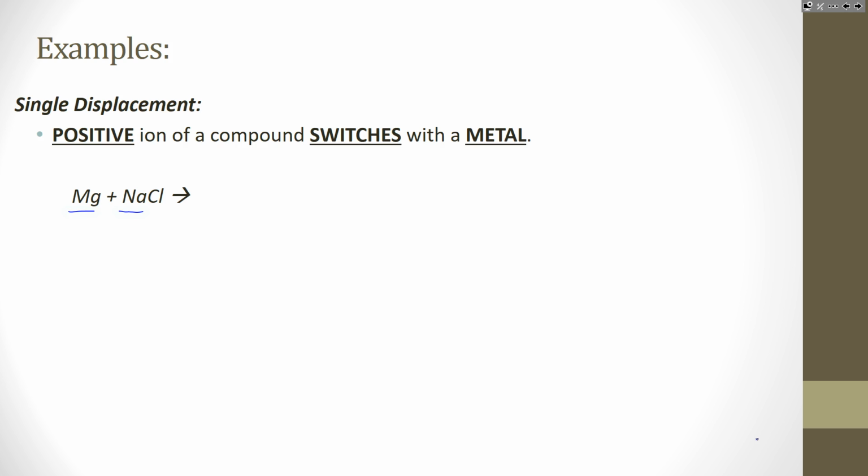So what I'm going to do off to the side is figure out the charges on magnesium, which is a 2+, and chlorine, or chloride, which is a 1-. So when I put magnesium and chlorine together, it's going to be MgCl2. And then sodium goes off on its own, so Na is all by itself, and the formula for sodium is just Na.